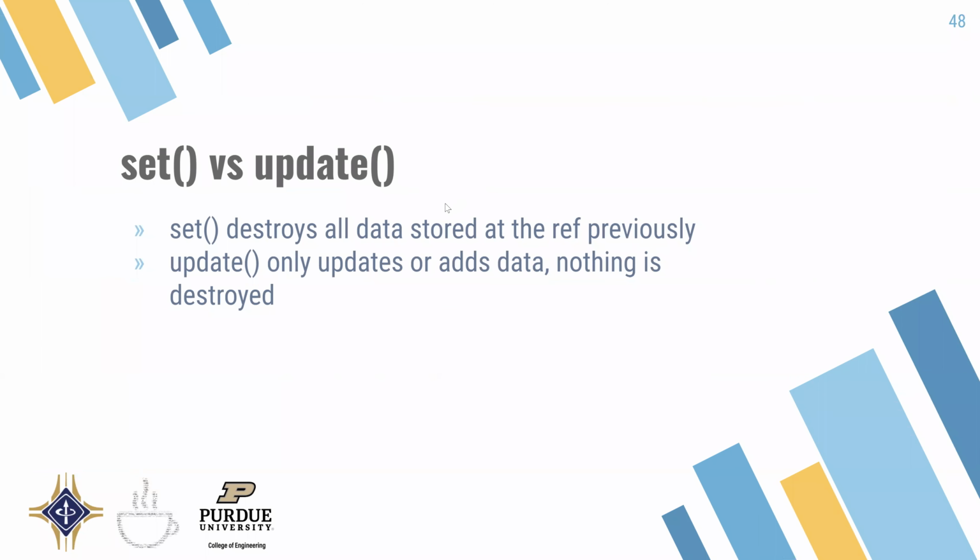This is a pretty important distinction. The set and update functions and their application look really similar, but set basically destroys all the data at the location there and creates an entirely new data block, while update only updates the value there. It doesn't really affect the existing block over there. That's a really important distinction to make.